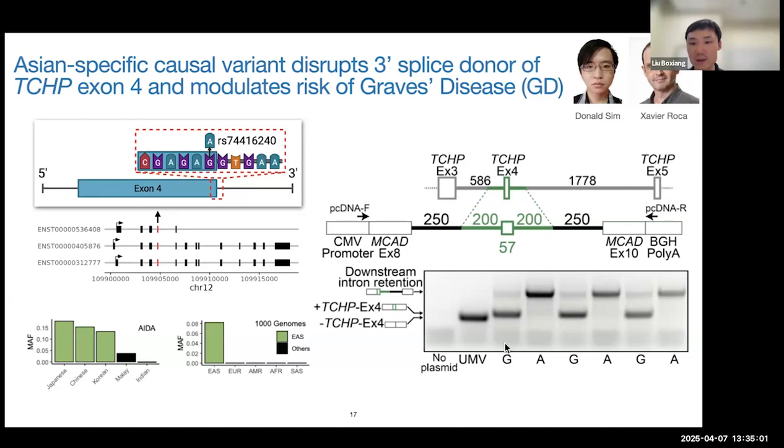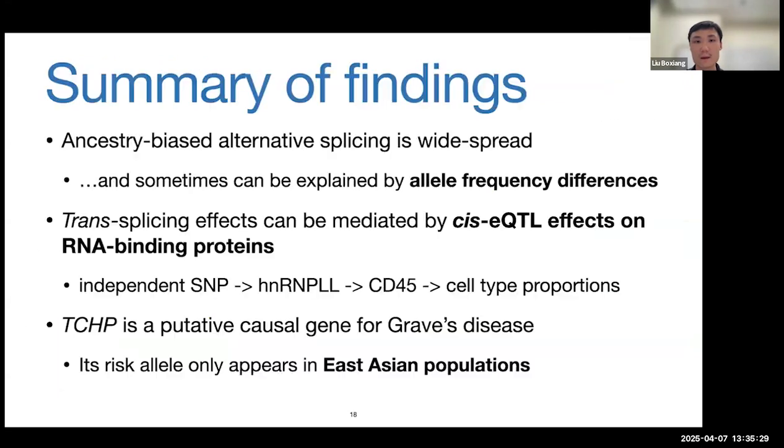So here you see that the G allele, which is the protective allele, gives us the normal splicing isoform, right? So it's the left exon followed by the middle exon followed by the right exon. Whereas if we change the non-risk allele to a risk allele, then we observe a much larger band, which corresponds to intron retention.